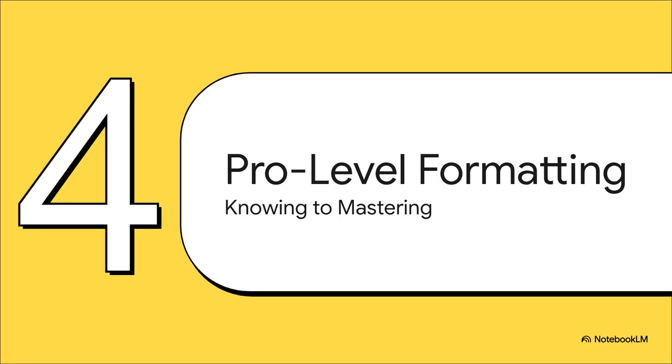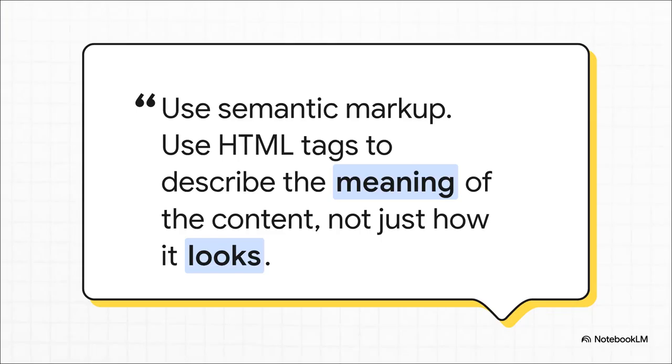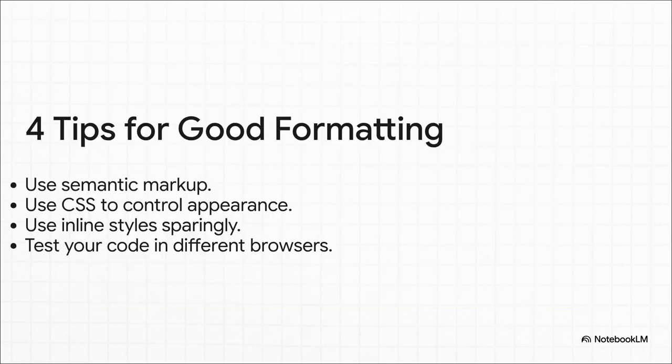So now that you know the basic tags, how do you actually use them well? Let's go over a few pro-level tips that'll take you from just knowing the code to really mastering it. This right here is the single most important piece of advice. If you take away one thing, make it this. Use tags for their meaning. An H1 tag is for a main heading, not just because you want big text. This makes your code so much clearer, more accessible for people with disabilities, and way better for search engines. It's the golden rule.